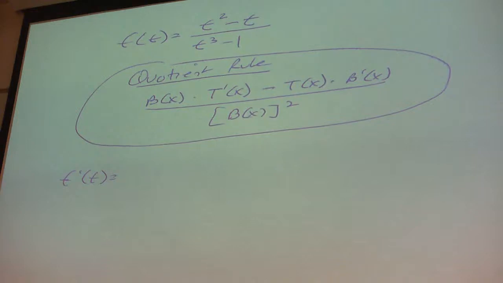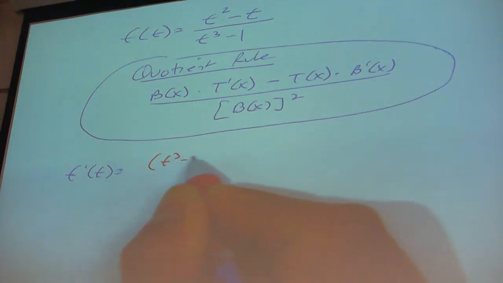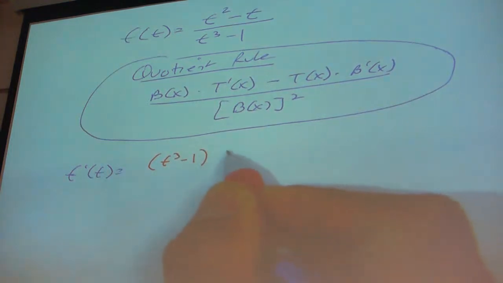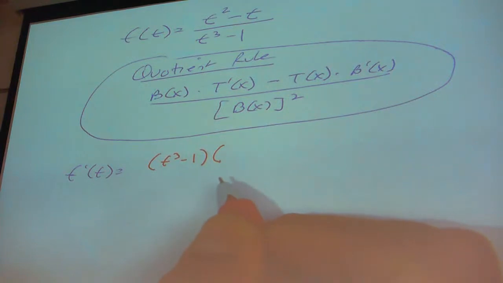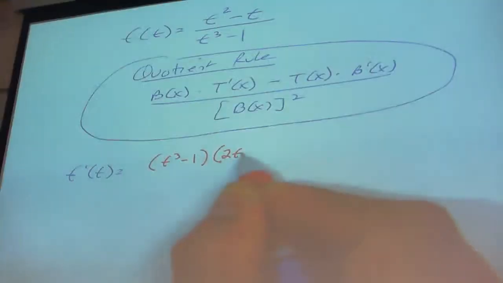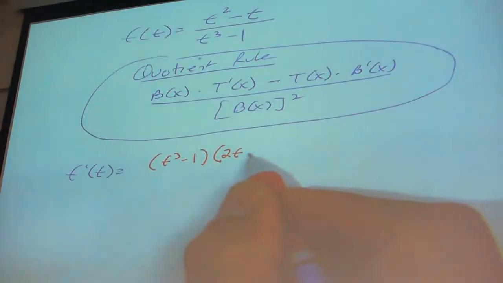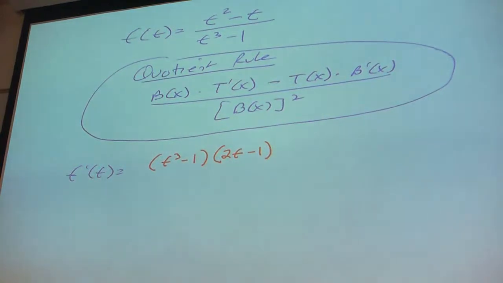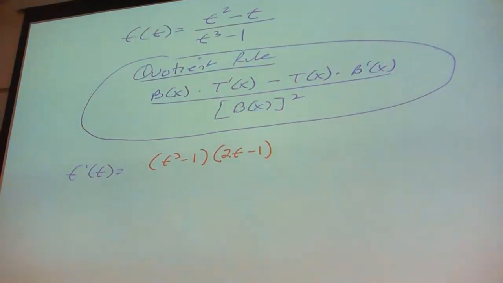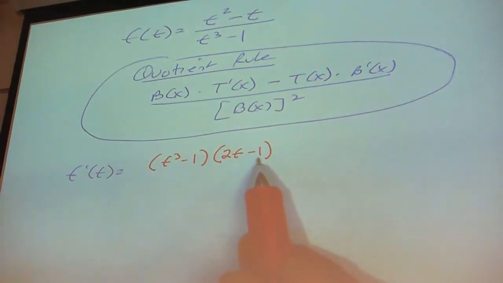Okay, let's make sure we did the derivative correctly. We have the original bottom, t cubed minus 1, times the derivative of the top. Be careful. What's the derivative of t squared? 2t. What's the derivative of minus t? Minus 1. We messed that little minus 1 up. What's the derivative of 5x? 5. Derivative of 10x? 10. 7x? 7. What's the derivative of 1t? 1.